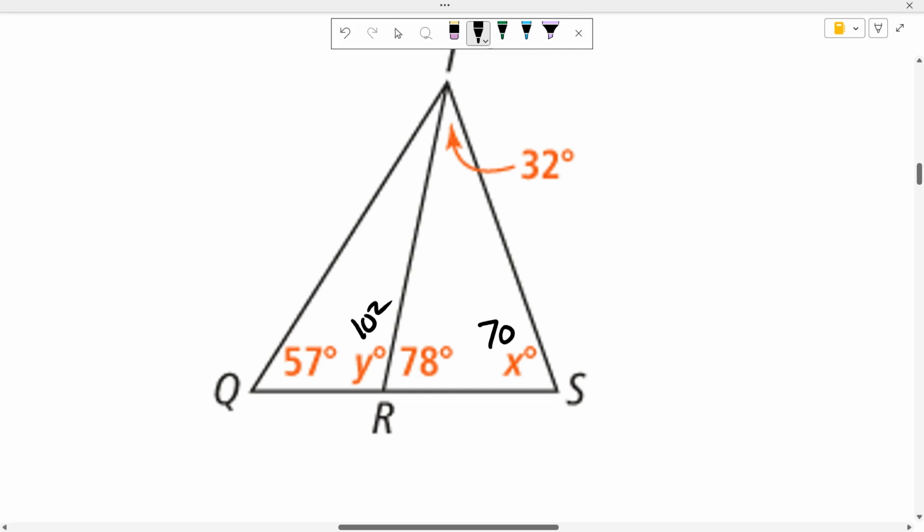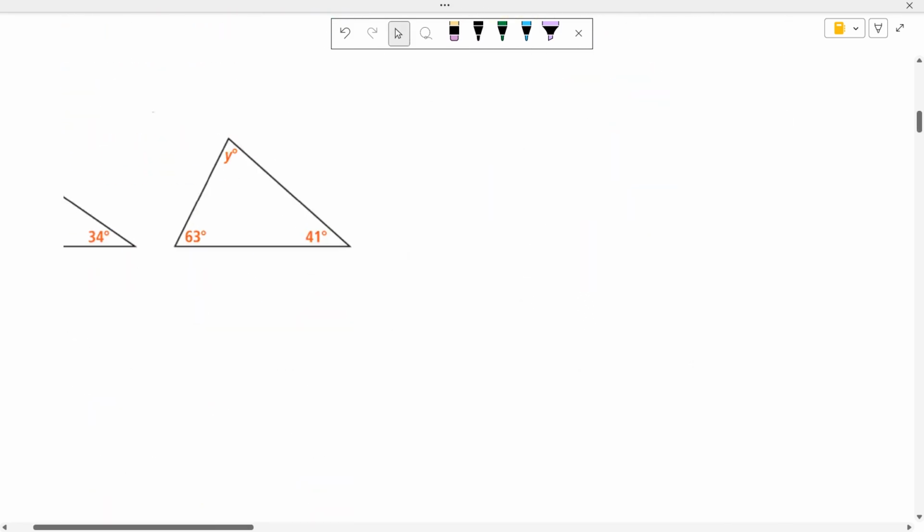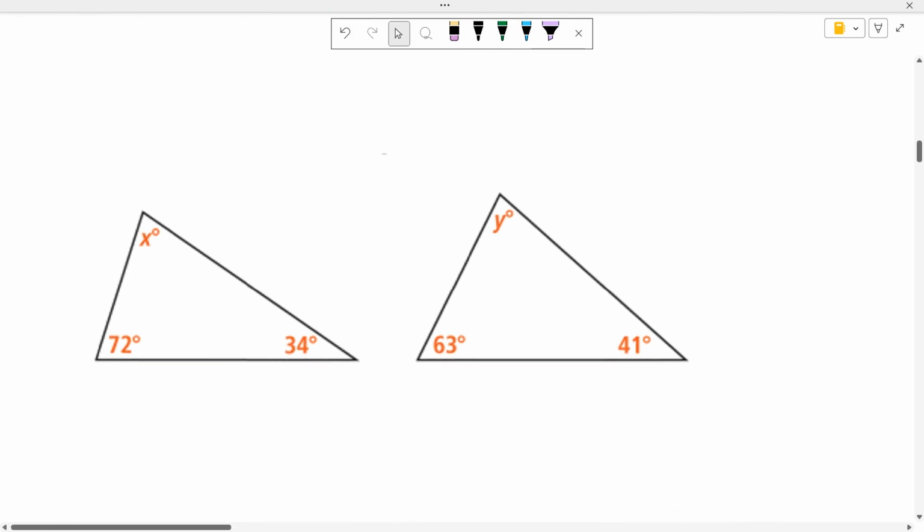Now, let's look at these two. 70 and 32. How are they related to 102? They're the same. Because if this is 78, when we use up 78 of the 180, whatever is left over here is the same as left over there. Always. This is called an exterior angle because it's outside of the original triangle. So, we'll get to exterior angles in a second.